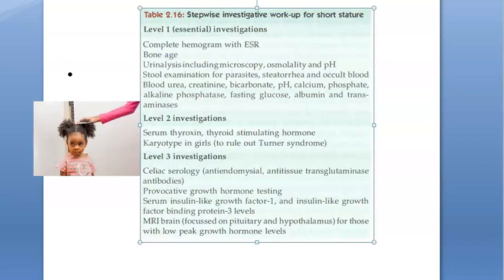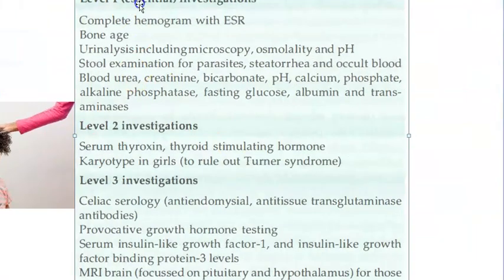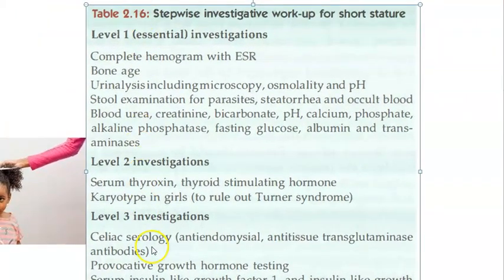What else will you check for? Bone age. So you should do X-ray of the wrist joint or something. You can check the bone age because the bone will give you the very good age, it will tell you. Then urine analysis you should do. For microscopy, osmolarity, pH, you can find out if the kidney is working fine. Urine analysis can indicate to you what all it can indicate.